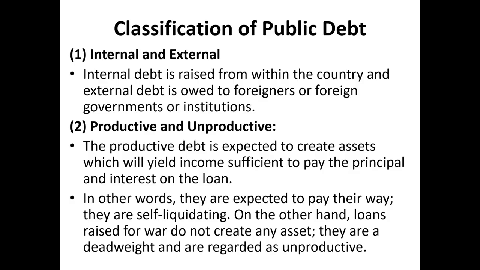So what is unproductive debt? Productive debt is expected to create assets which will yield income sufficient to pay the principal and the interest on the loan. There is one more thing: they are self-liquidating, which means they themselves ensure that the principal amount and the interest on a loan can be repaid. On the other hand, loans raised for war do not create any assets.